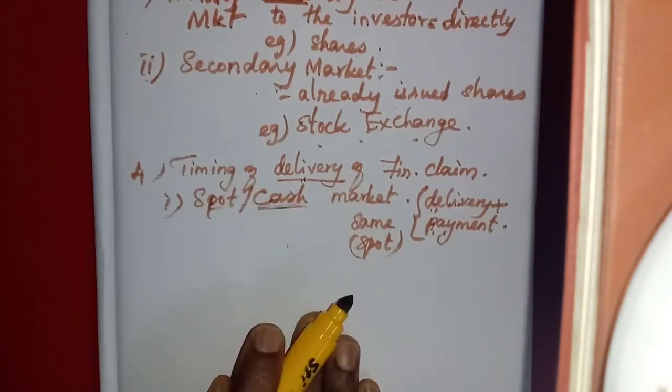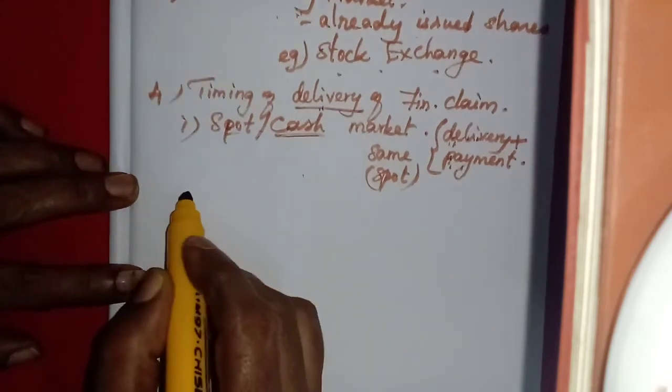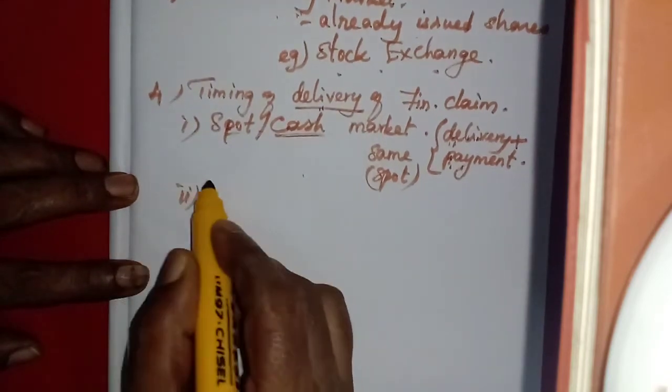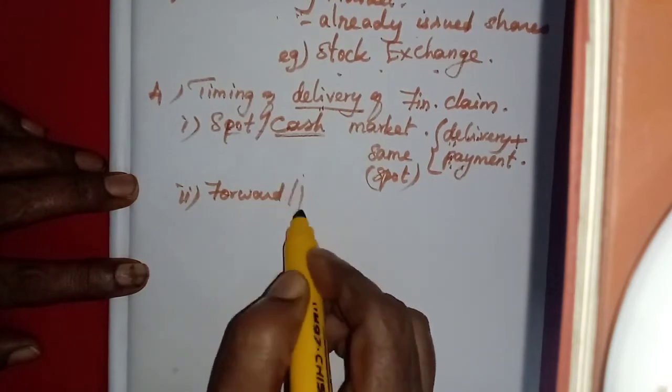That is ordinary one. No cash we pay, we call them cash market, isn't it? The opposite one, the other one is forward market or future market. Other one is forward market or future market.